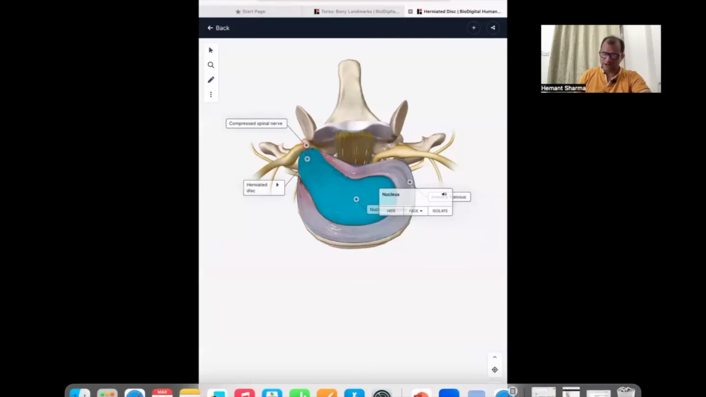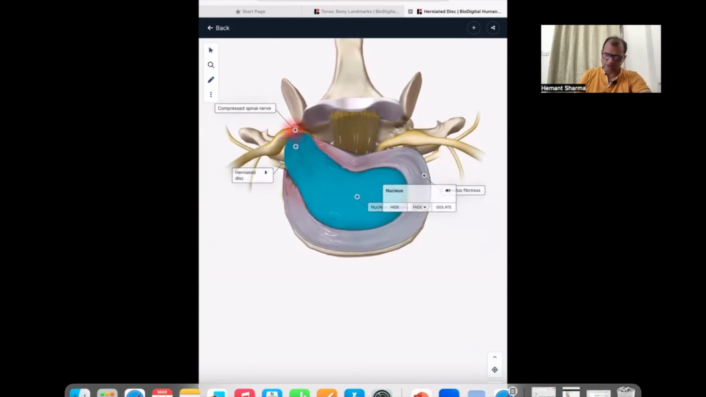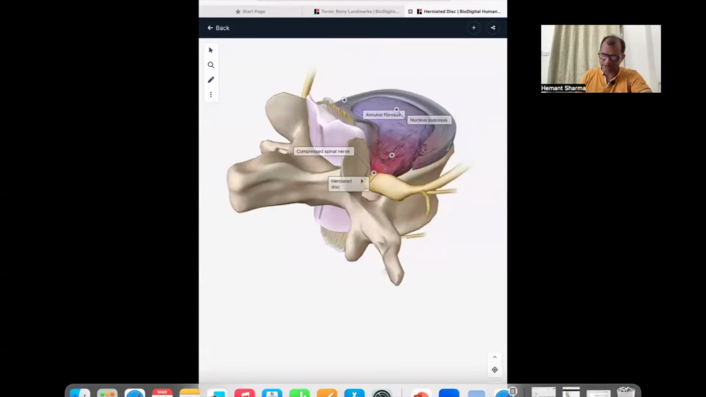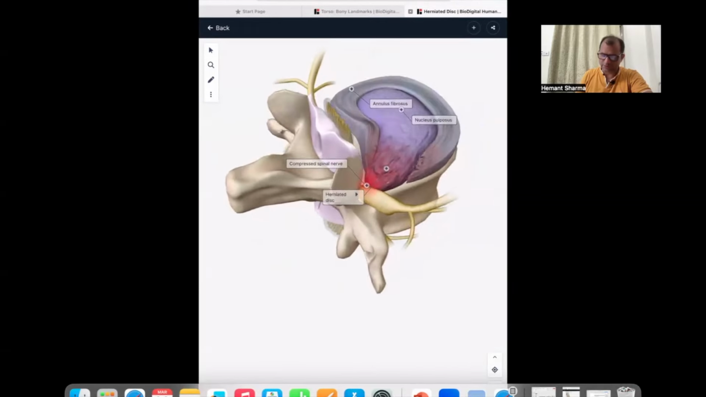So the nucleus is called nucleus pulposus. Now we can see how the nucleus is going out from the side due to wear and tear, due to sudden jerk, due to trauma, due to accident, due to sudden irregular poses. हमारा कैसे ये डिस्क बाहर निकल गया है, इसी को कहते हैं herniated disc. It will do the compression.